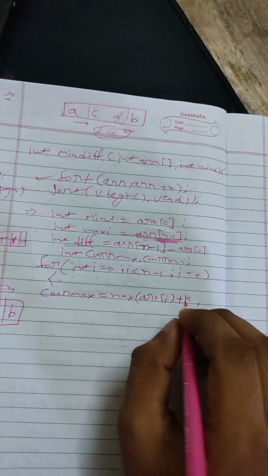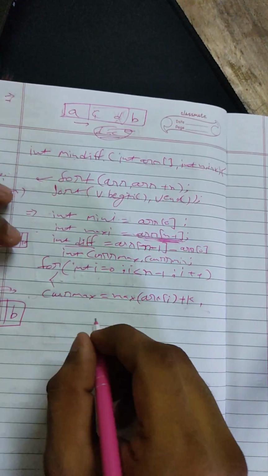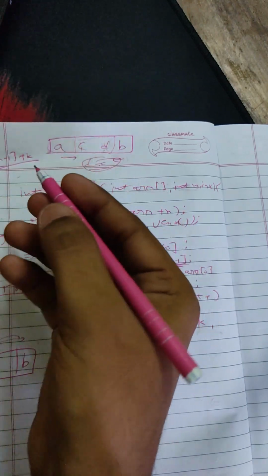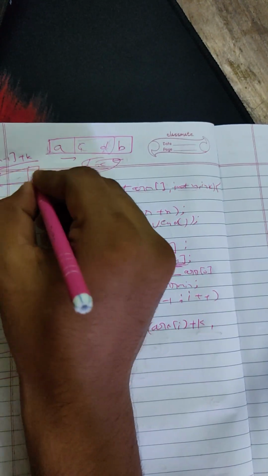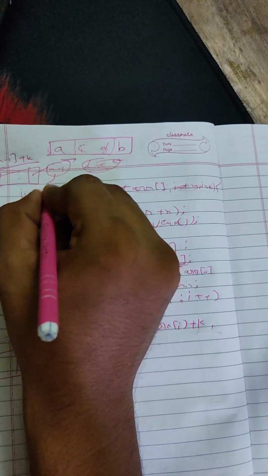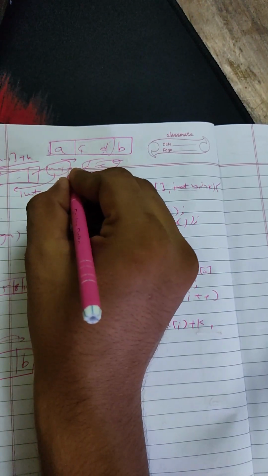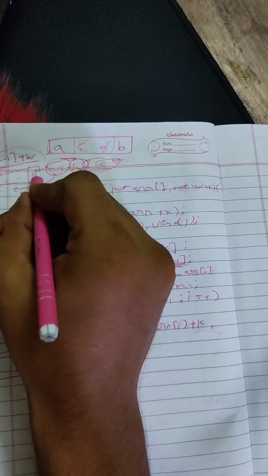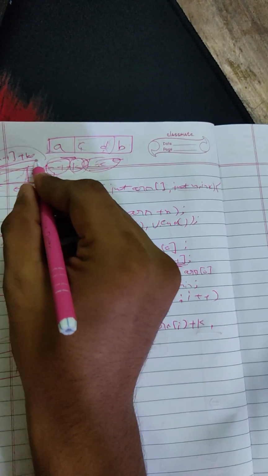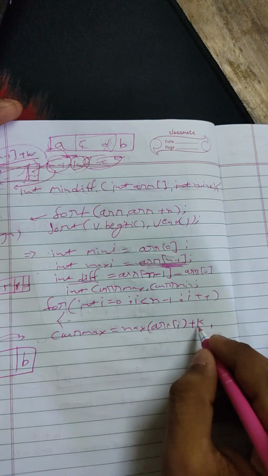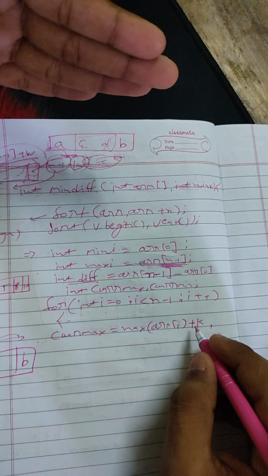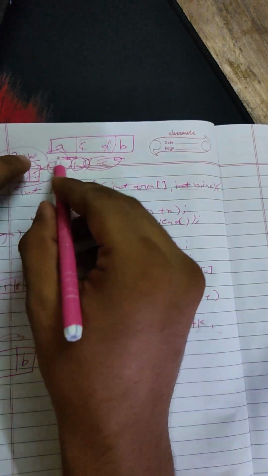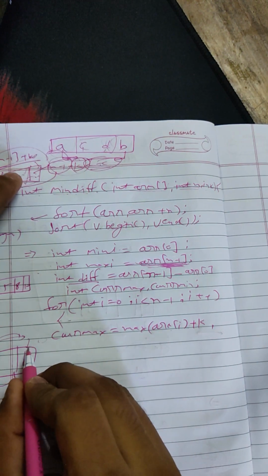We have not included the last part because if we include arr of n minus 1 plus k, there is no need for it. This is n minus 1 and we have to go to the left side, which is why we are decrementing k. There is no sense in including that part. So arr of i plus k we move in the right direction, and we also have to check whether these or the last one is the maximum.